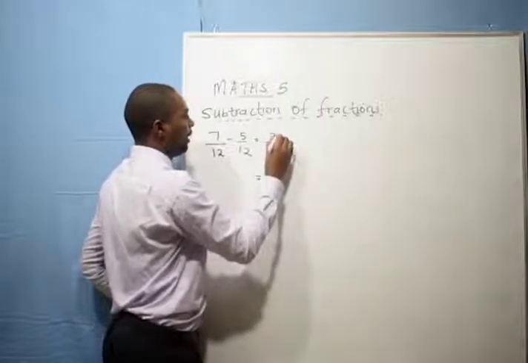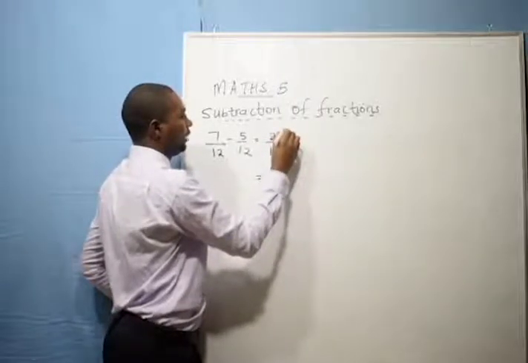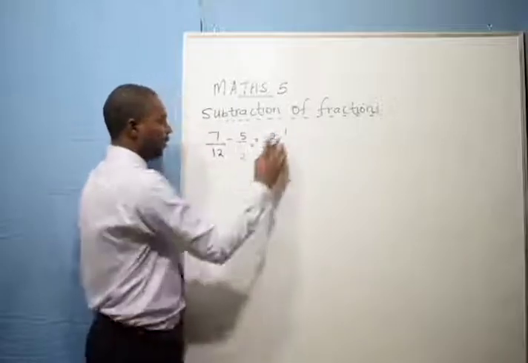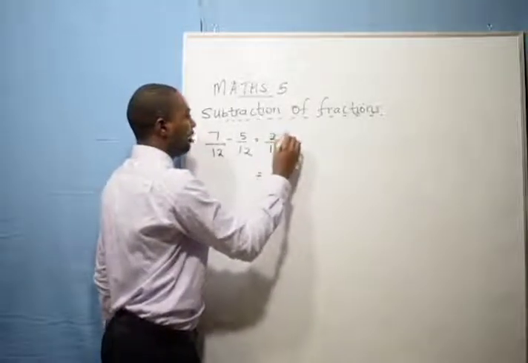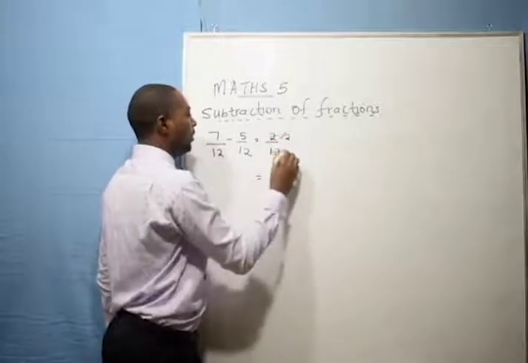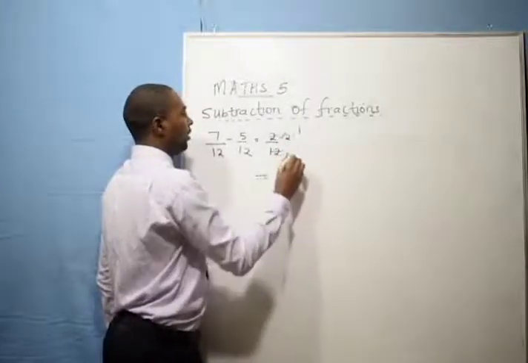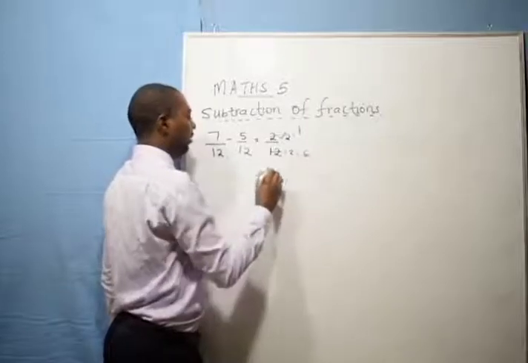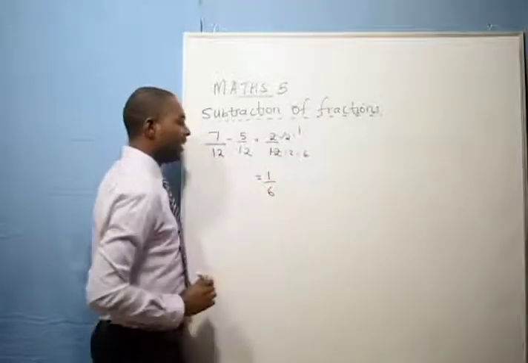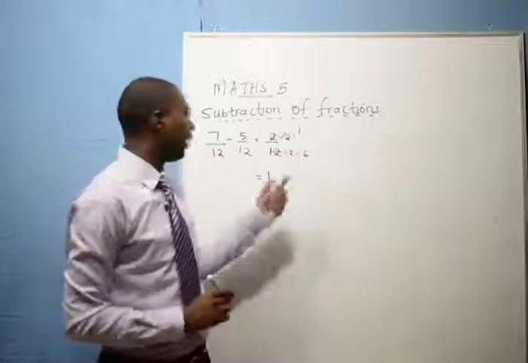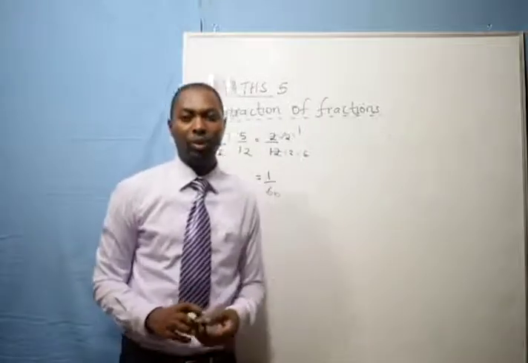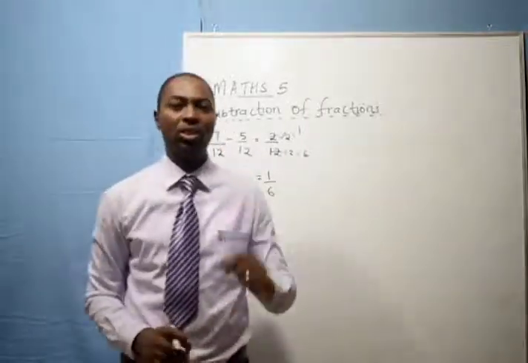2 divided by 2 is 1. What I've done is I've said 2 divided by 2, and the same number I use here, 12 divided by 2. What do you get? You get 6. And therefore your valid answer is 1 over 6. If you happen to write 2 over 12, you were right, but your answer was not simplified.